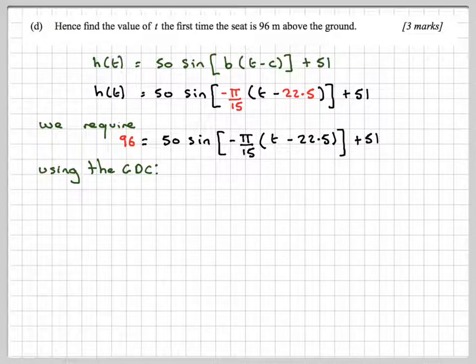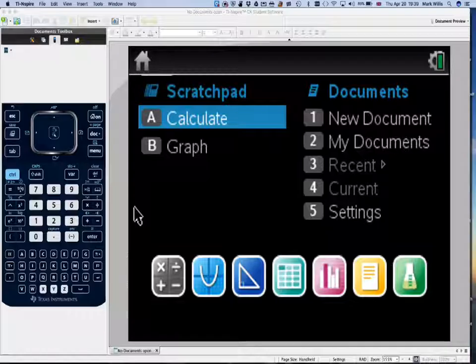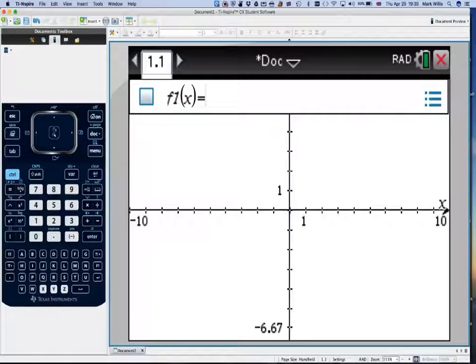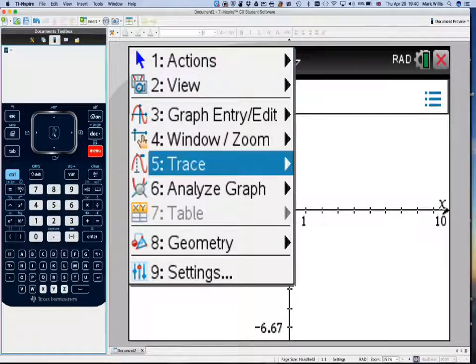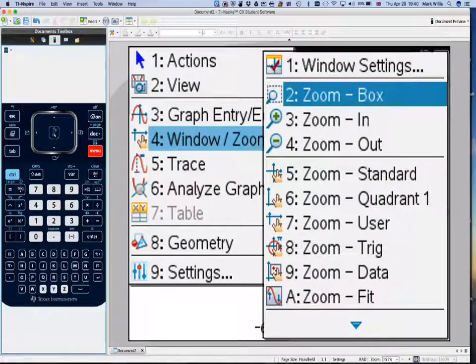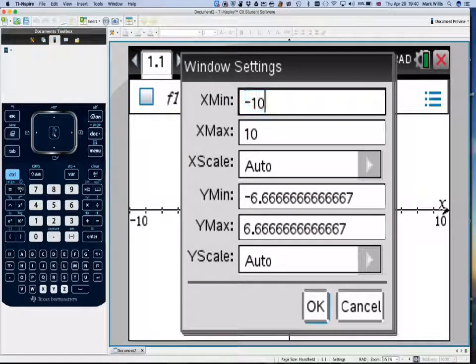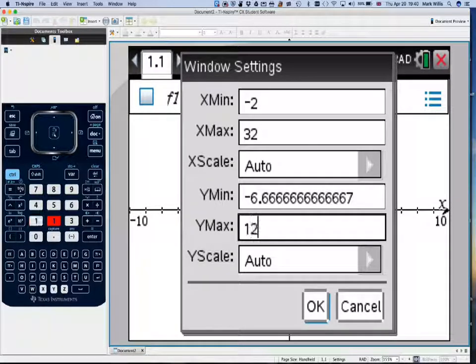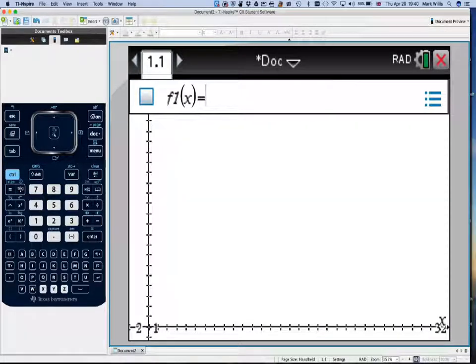Right, so go into our GDC, and go into a graphing mode. We can set our window up to begin with. So window zoom, window settings. It's always good to have a little bit of y-axis, so I'm going to put -2, and we know that 1 revolution is 30 minutes, so we'll put 32 just to take it a little bit further. And the y maximum, we know that the height went up to 101, so we'll put the y maximum about 120. And press OK, so we'll get a reasonable set of axes.